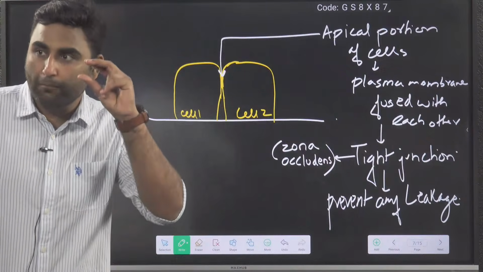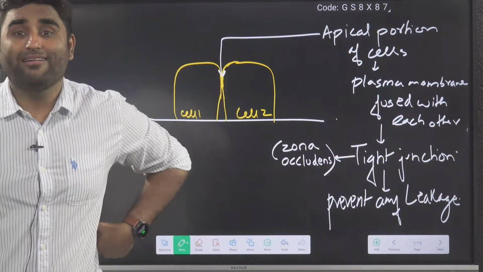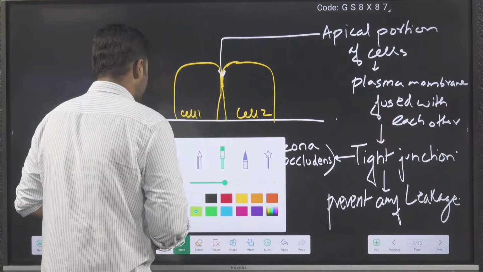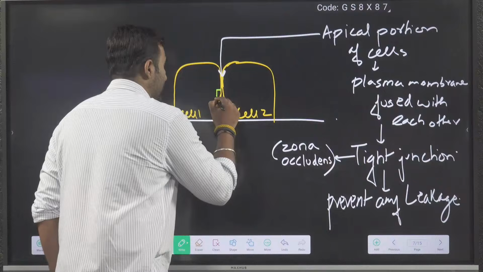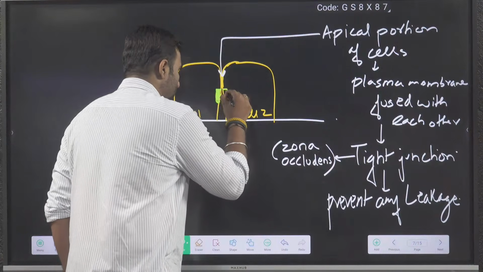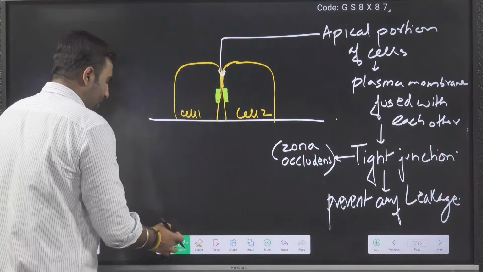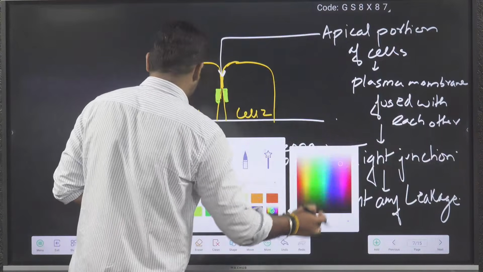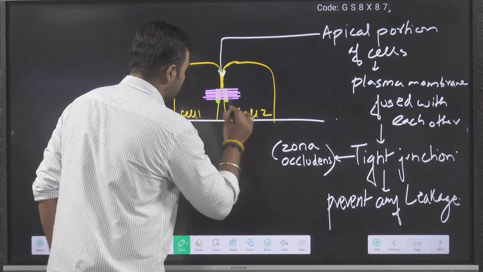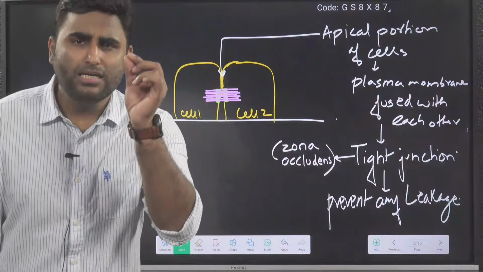After this, below the tight junction, we now need adhering junctions. For the adhering junction, we have some protein plates, one protein plate on this side, one on this side. On both sides there are protein plates, and then there are some filaments passing by, which are called desmosomes.